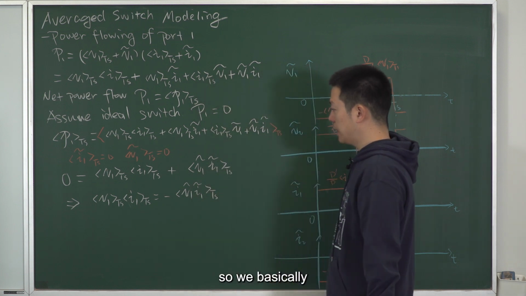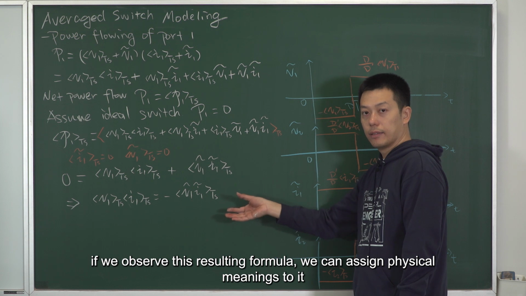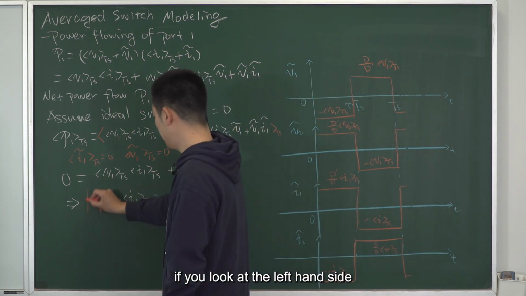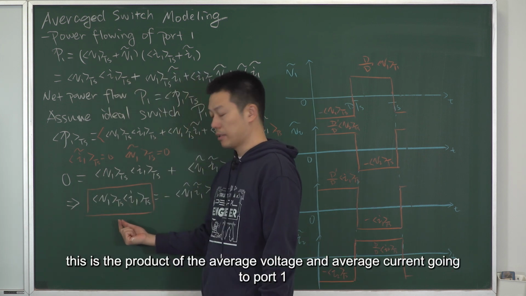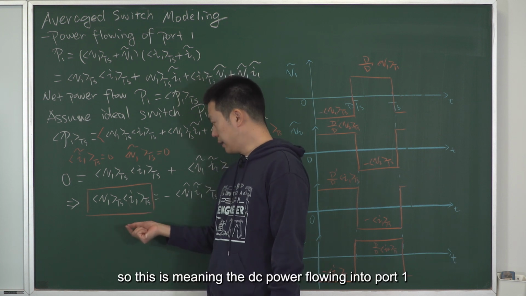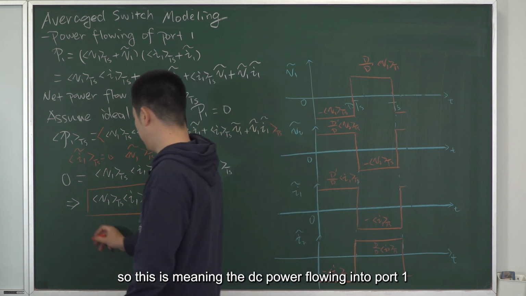So if we observe this resulting formula, we can assign physical meanings to it. On the left-hand side, this is the product of the average voltage and the average current going into port 1. So this means the DC power flowing into port 1.